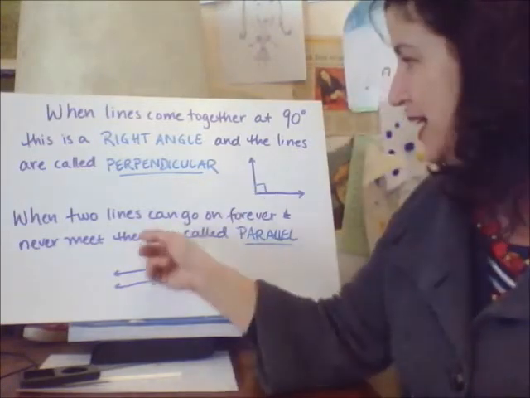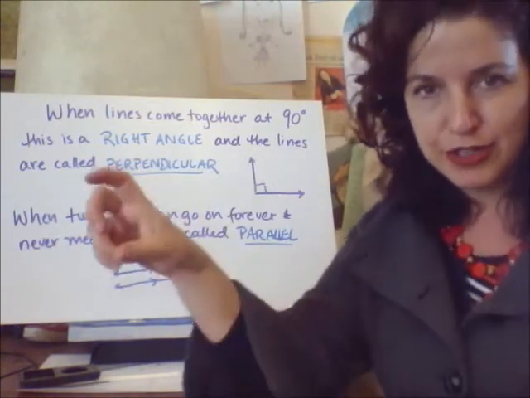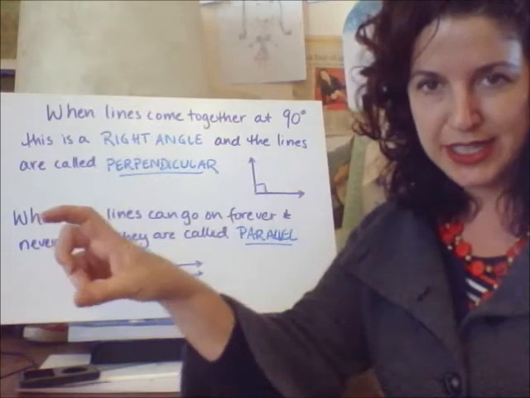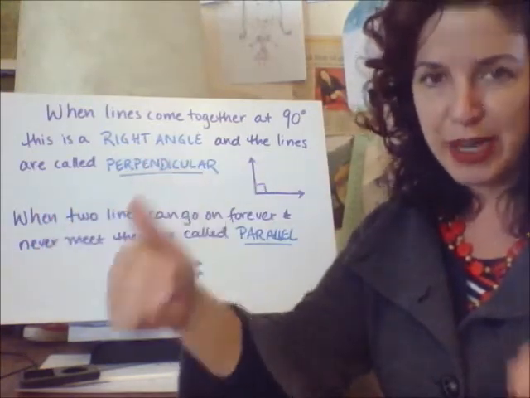Okay? Now, the opposite of perpendicular: when two lines are never going to meet, no matter how long you draw them, they're equally spaced, and if they went on forever, they would still never meet. Those lines are called parallel lines.